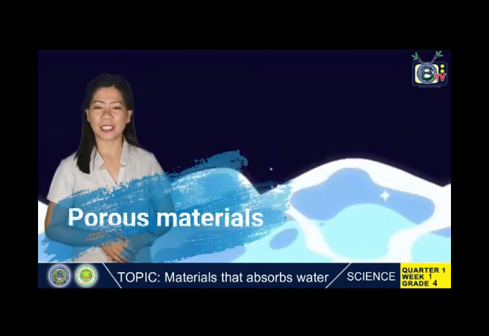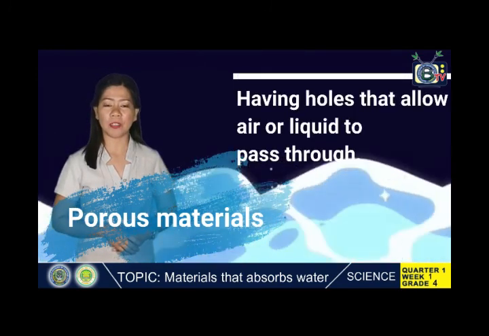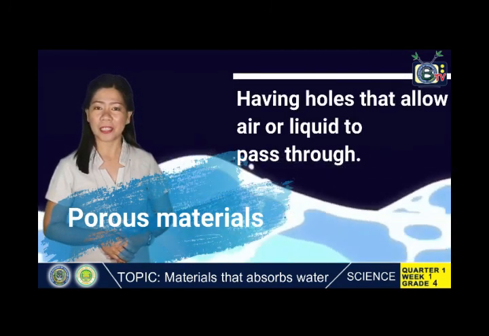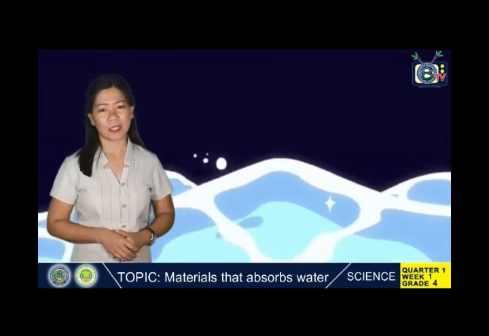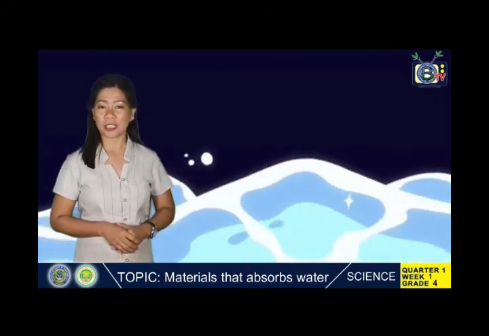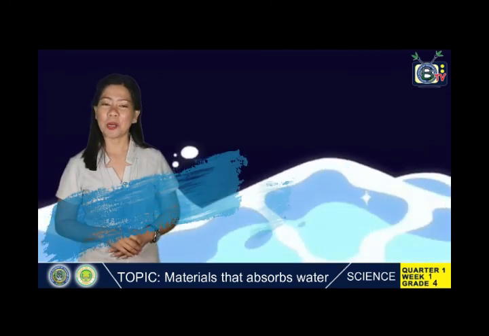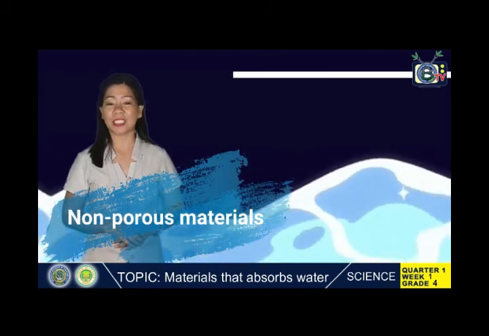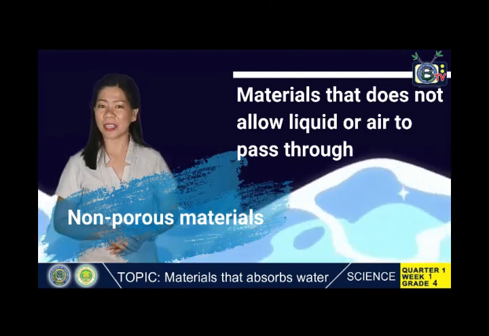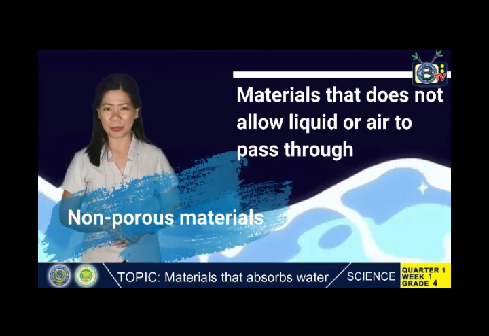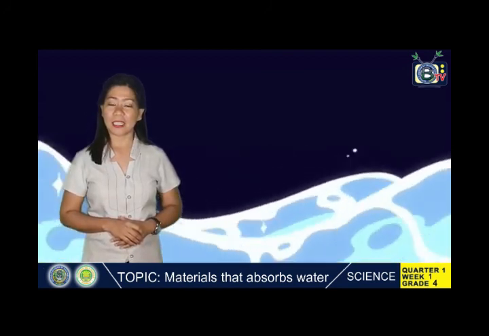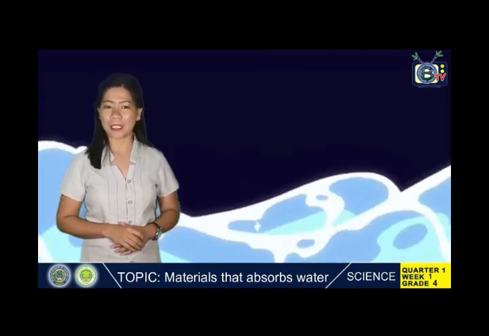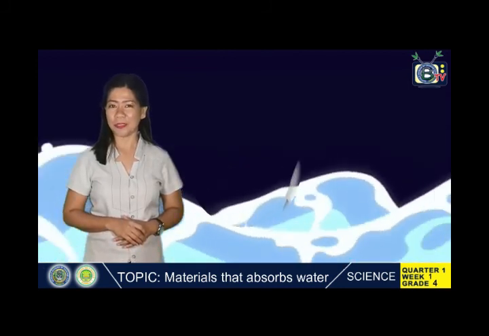Porous materials are materials having small holes that allow air or liquid to pass through. Here are some examples: cotton, sponge, towel. Non-porous materials are materials that do not allow air or liquid to pass through. Here are some examples of non-porous materials: cup, plastic bottle, and bowl.